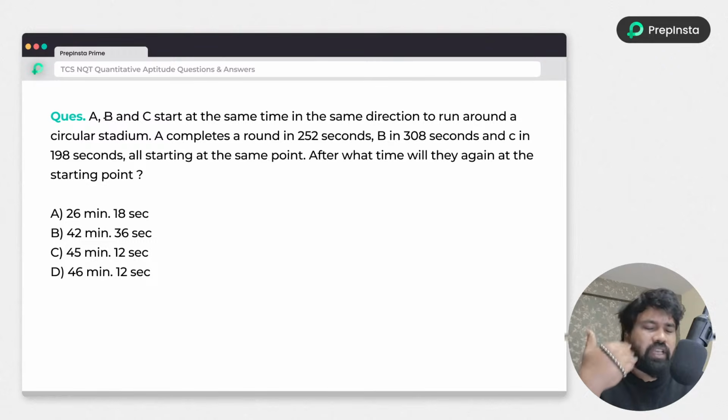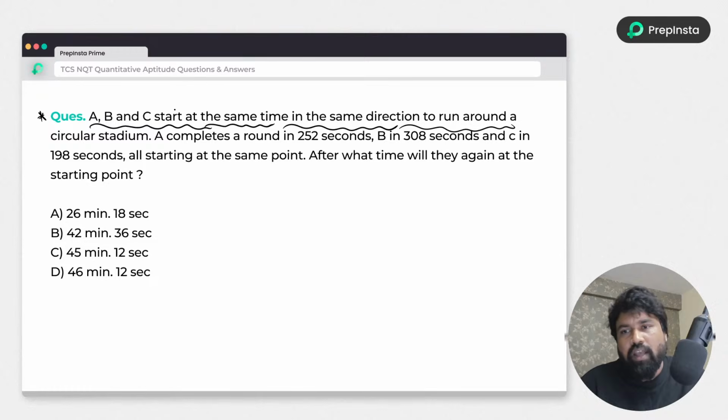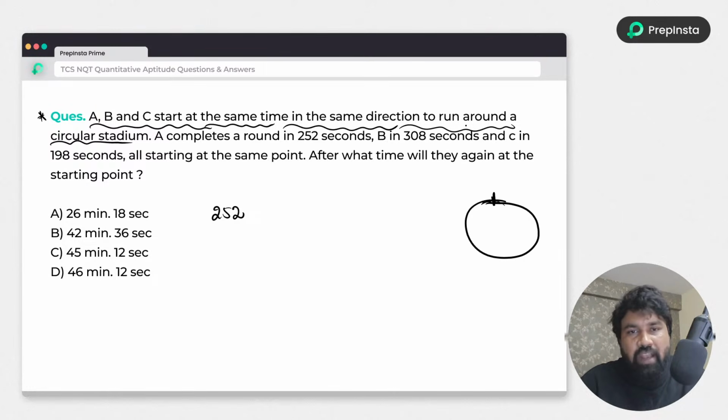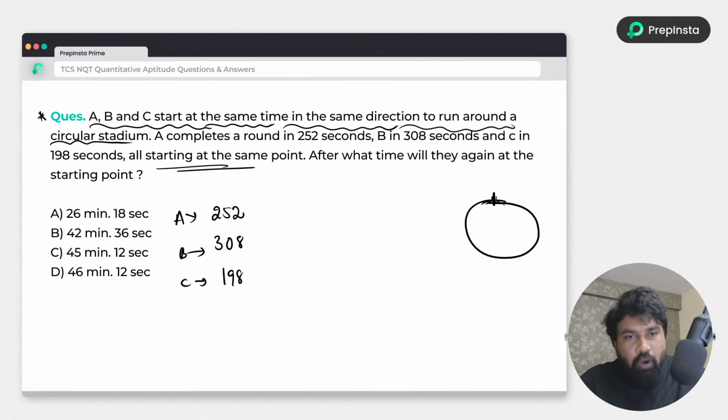Look at the problem. There is a huge theory behind it, so I'm not talking about the theory, I'm just doing the problems. A, B, C start at the same time in the same direction to run around a circular stadium. So there is a circular stadium and all are starting at the same time. A completes in 252 seconds, B completes in 308 seconds, and C completes in 198 seconds. All started at the same point. After what time will they meet again at the starting point?